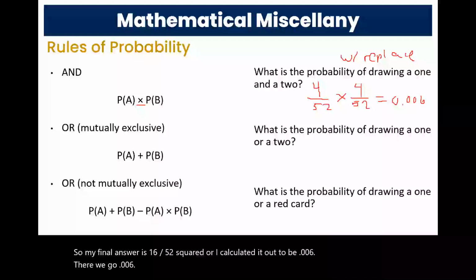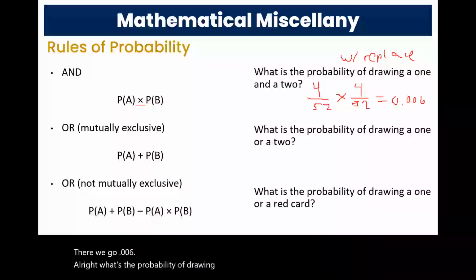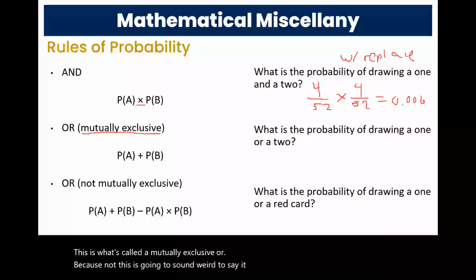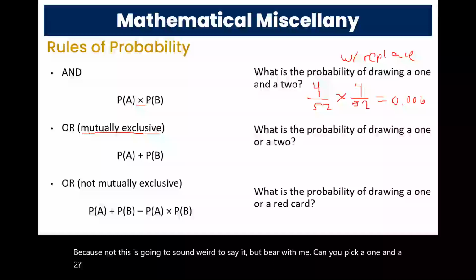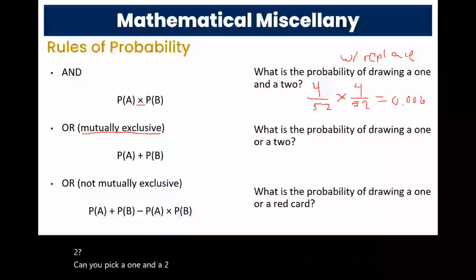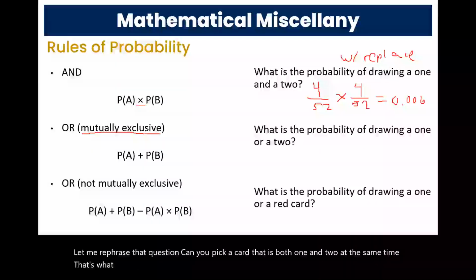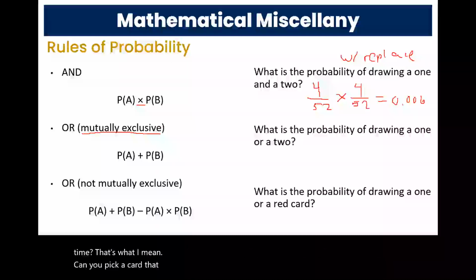All right, what's the probability of drawing a 1 or a 2? Well, this is what's called a mutually exclusive "or." Because now, this is going to sound weird to say it, but bear with me. Can you pick a 1 and a 2? Or sorry, let me rephrase that question. Can you pick a card that is both 1 and 2 at the same time? That's what I mean.